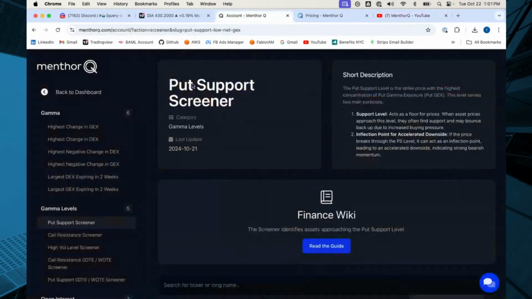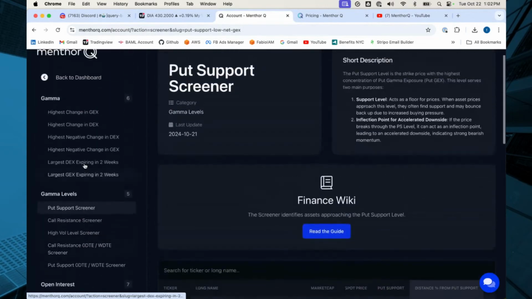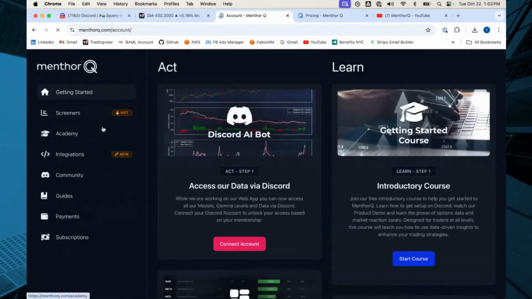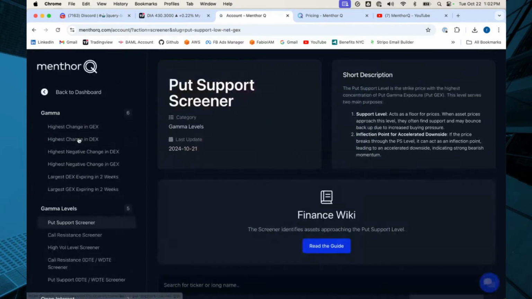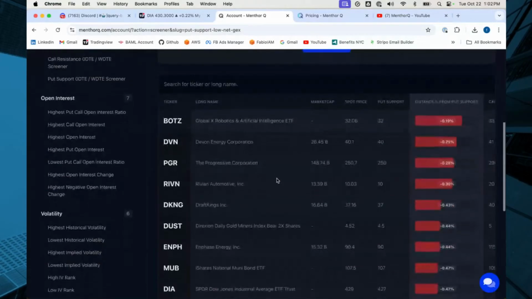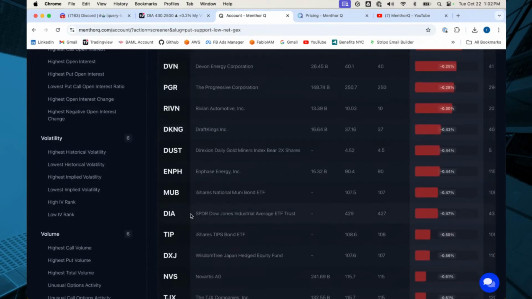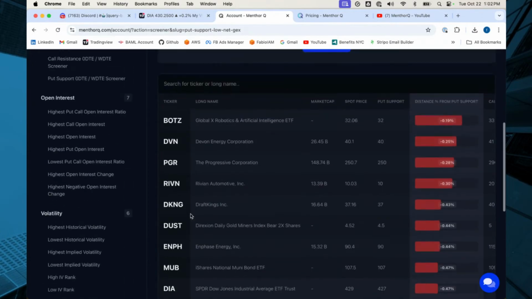But if we go back to the screener, you can find the screeners within your account dashboard. You can click on screeners right here, and then you scroll down and you have our put support and our put support 0 DTE screener. So click on this one, and we see some good examples: Rivian, DraftKings, and some DIA. Then we're going to go into the chart and see what happens.